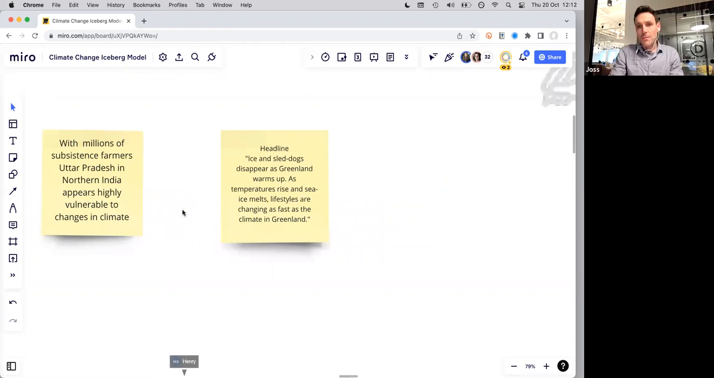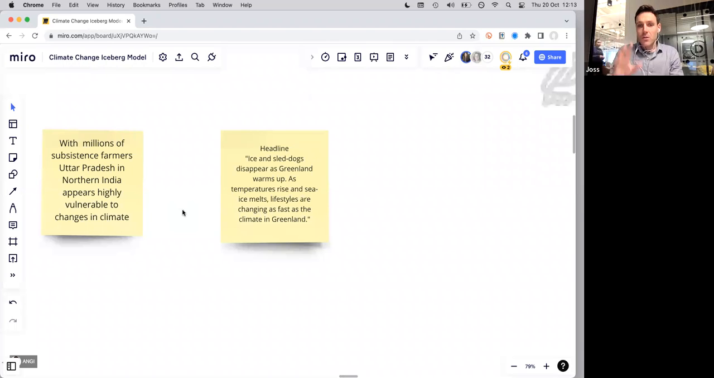Here's another example. It's a headline, I think from The Guardian, and it says, "Ice and sled dogs disappear as Greenland warms up. As temperatures rise and sea ice melts, lifestyles are changing as fast as the climate in Greenland." That's a little snapshot of what's going on in our world. It's an outcome from the system that we're experiencing at the moment.